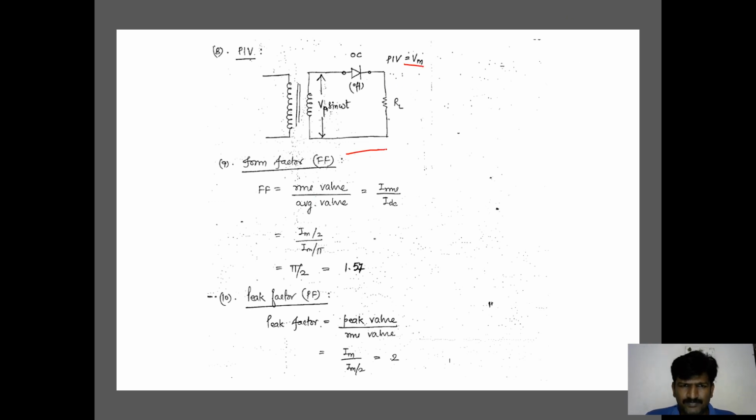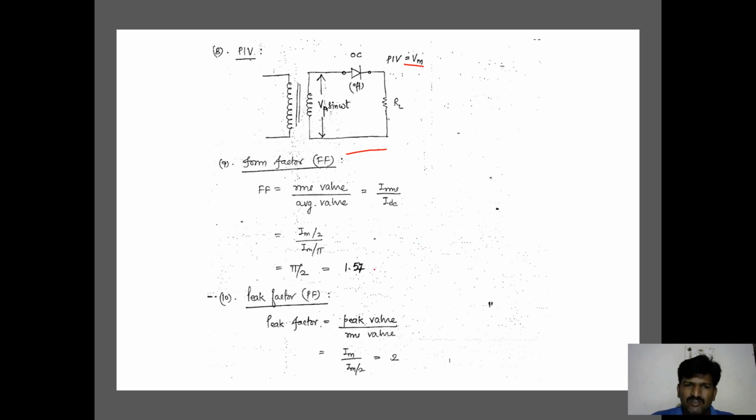Form factor is the ratio of RMS value and average value. You know IRMS and IDC. IRMS is Im by 2, IDC is nothing but Im by pi. So Im gets cancelled, and the resultant value is equal to pi divided by 2. It is equal to 1.57.